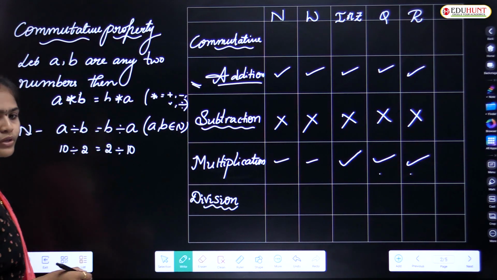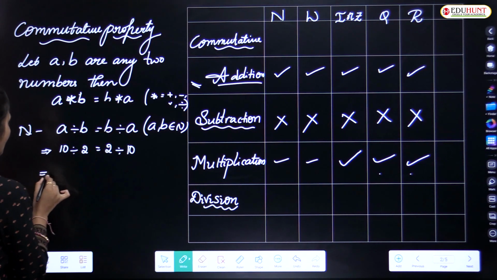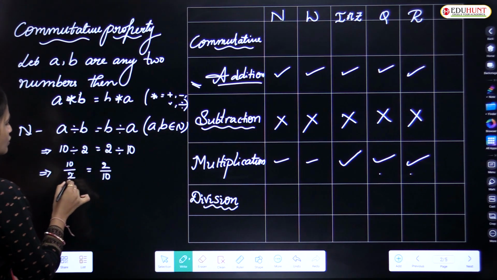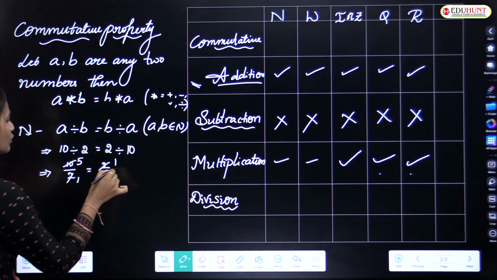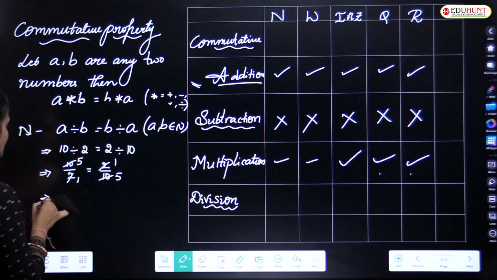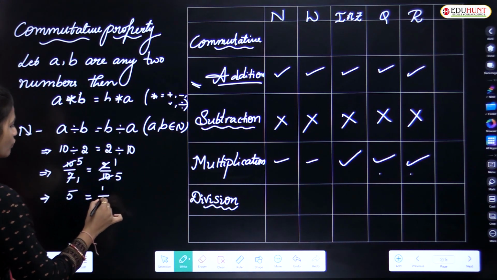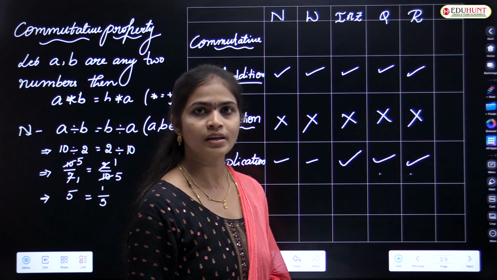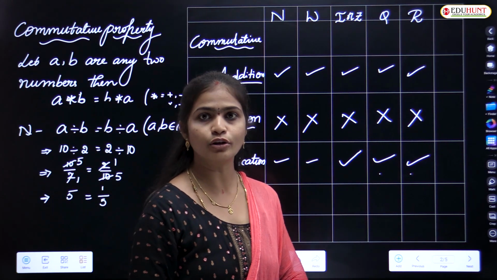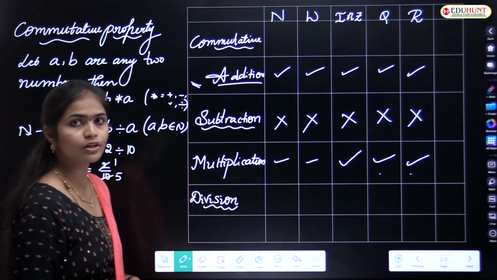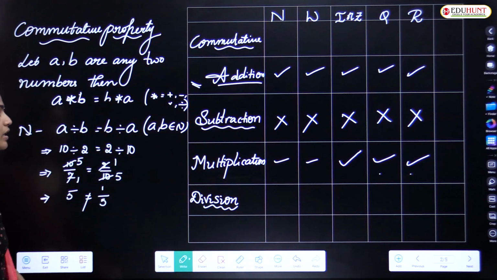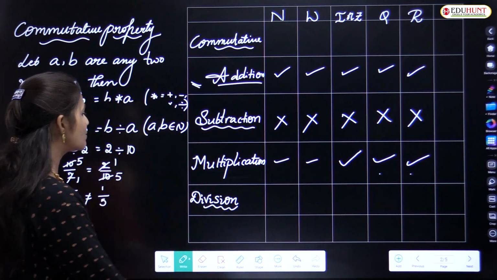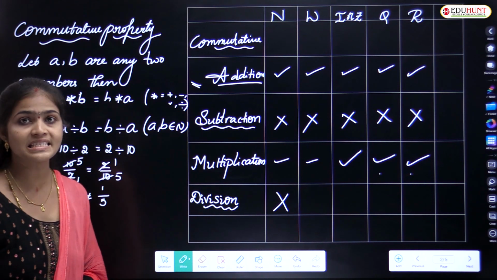Same values we have to apply now here. So how can we write this? 10 divided by 2 is equal to 2 by 10. So 2 ones, 2 5s, and here 2 ones, 2 5s. So 5 is equal to 1 by 5. Is it possible here? Is 5 equal to the value of 1 by 5? Not at all possible. So 5 is not equal to 1 by 5. That's why in division natural numbers will not be satisfied.